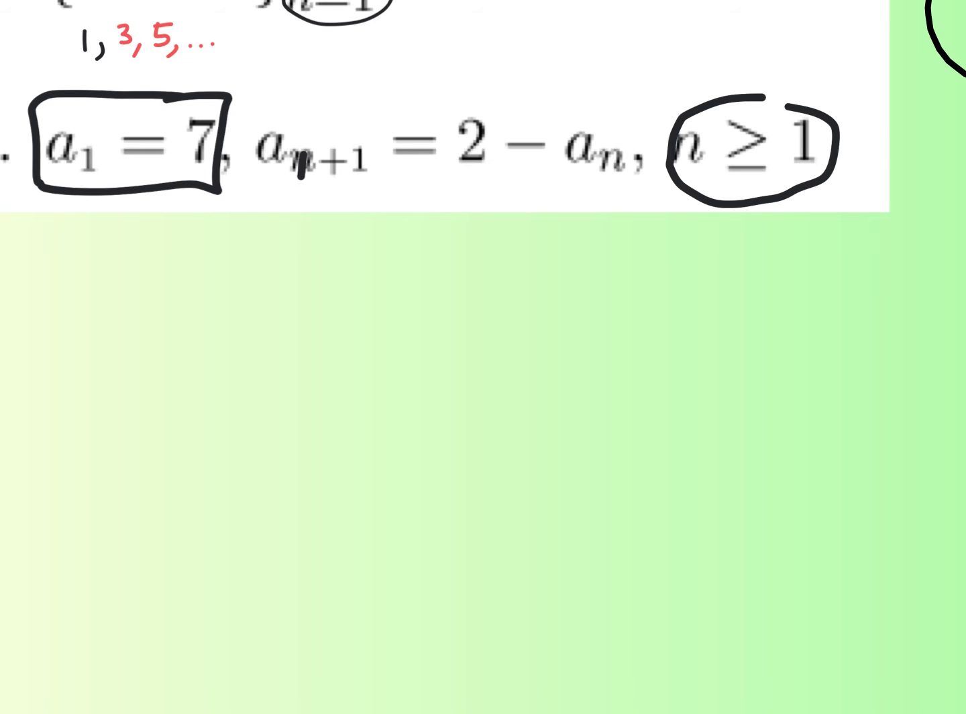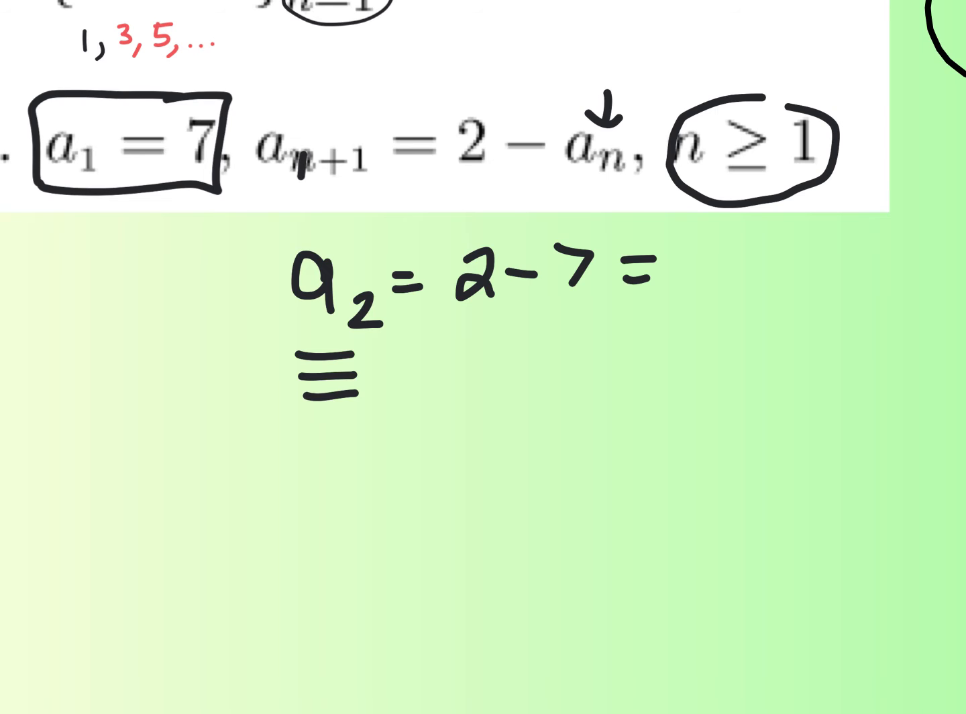That'd be a sub 1 plus 1, which is a sub 2, is equal to 2 minus, well, what the heck is a sub n? It's the term before it, yes. If we're doing a sub 2 right now, a sub n, wait a minute, n plus 1. Yep. So then 2 minus 7, and what's 2 minus 7? Negative 5? How many of you got negative 5? Okay, I think I'm doing it right.